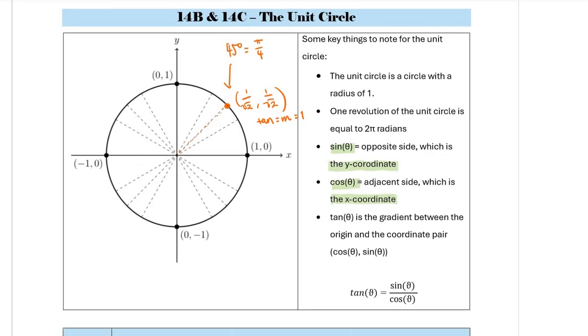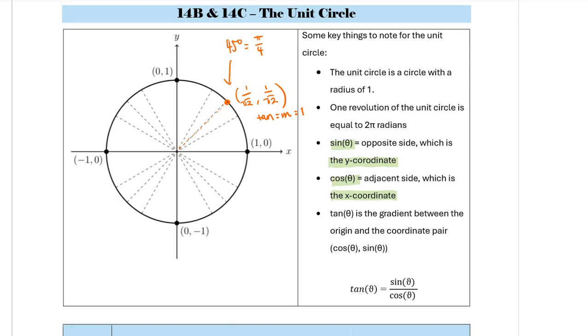Now, on the unit circle, we have some very special values along the way. So just like how we looked at pi on 3, pi on 4, and pi on 6, we've also got things like 0 and pi, and pi on 2 and 3 pi on 2, and so on and so on. Now, on the unit circle, we always start at 0 and then we work anti-clockwise.